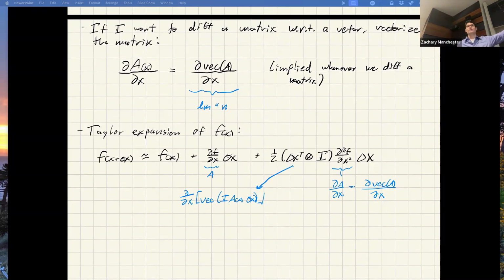I can do this with ForwardDiff in Julia, super easy, right? I write a function that computes A, and then I just do the vec thing and call ForwardDiff again. I get this thing. Everyone cool with that? Okay.